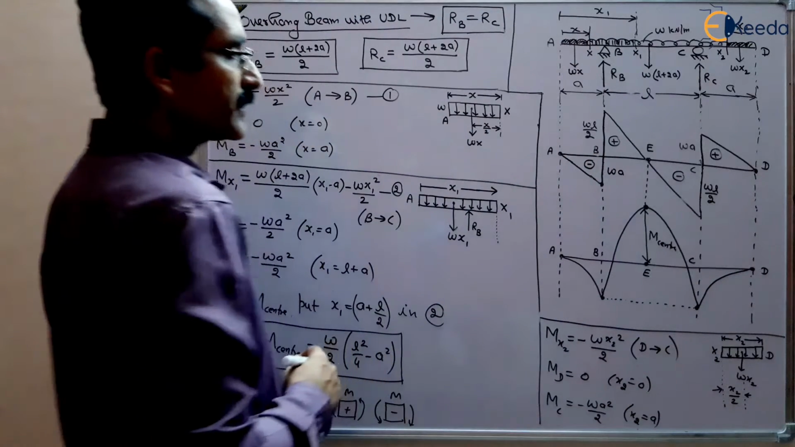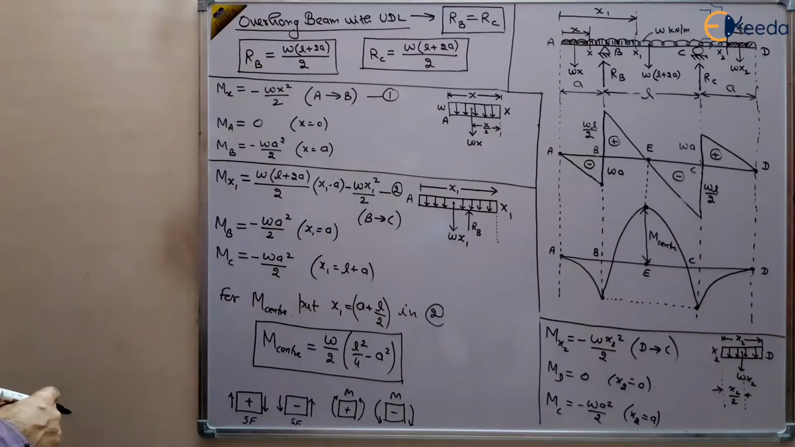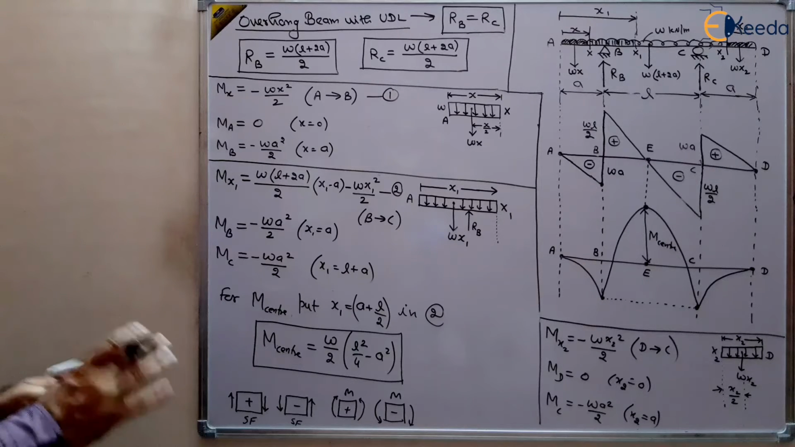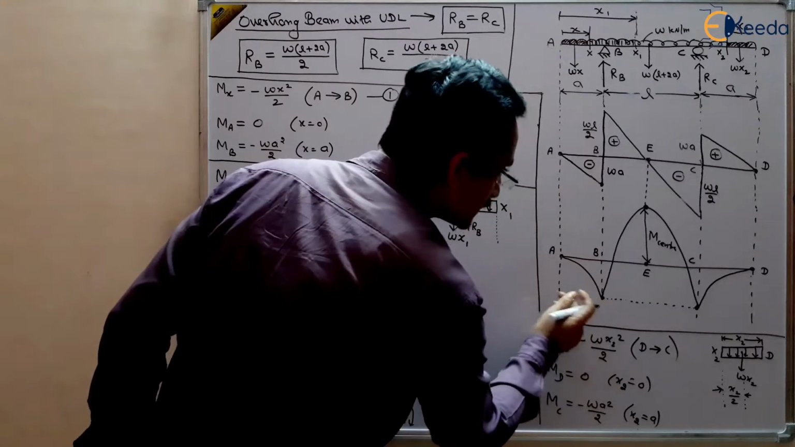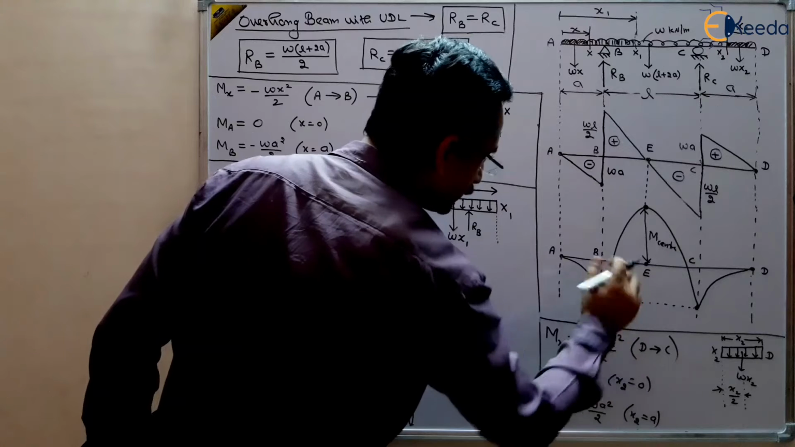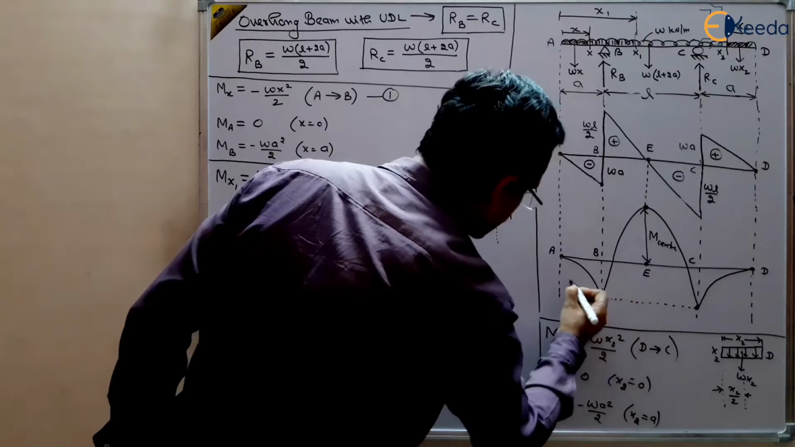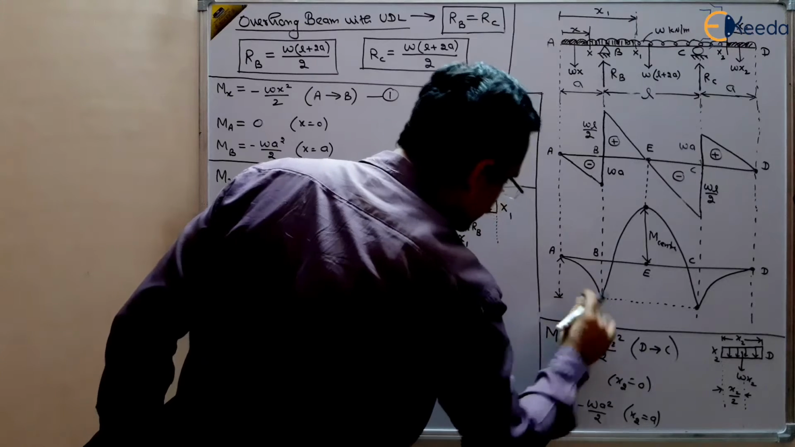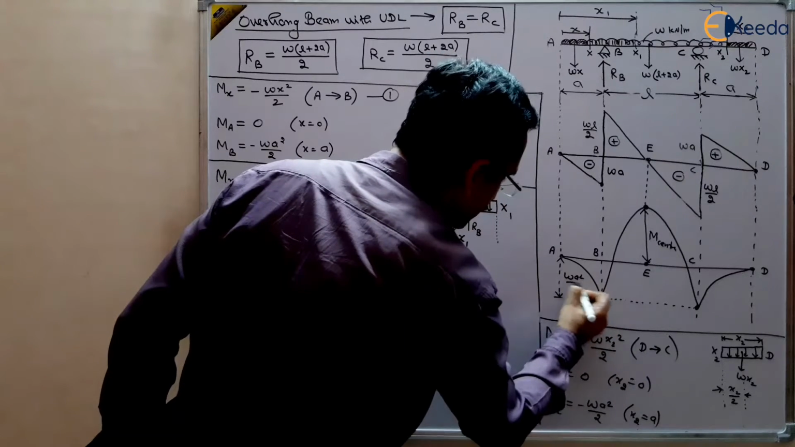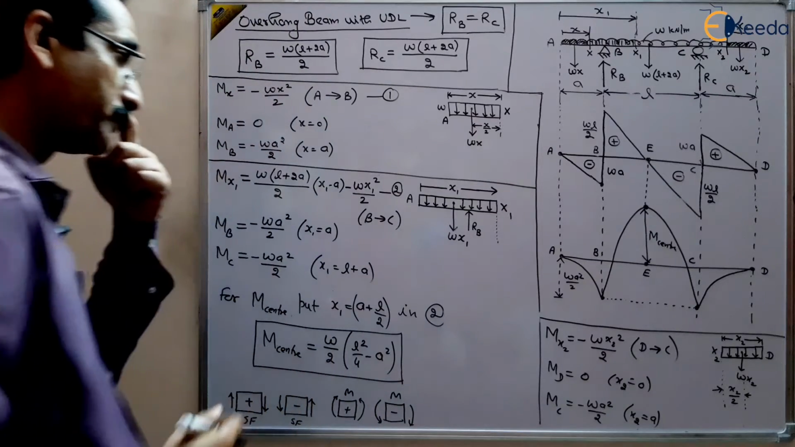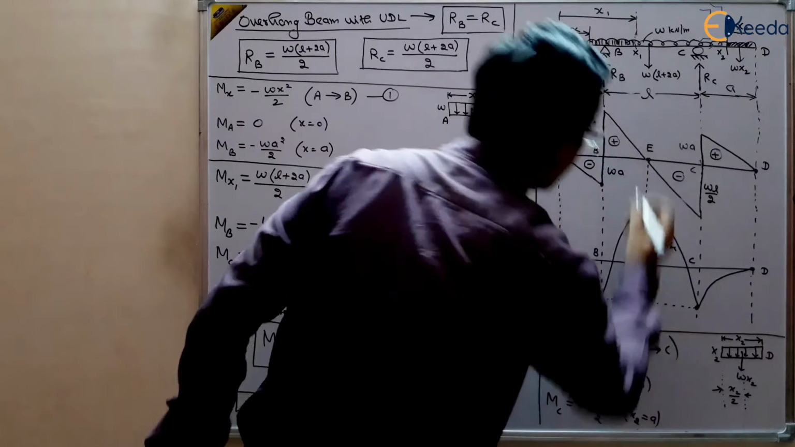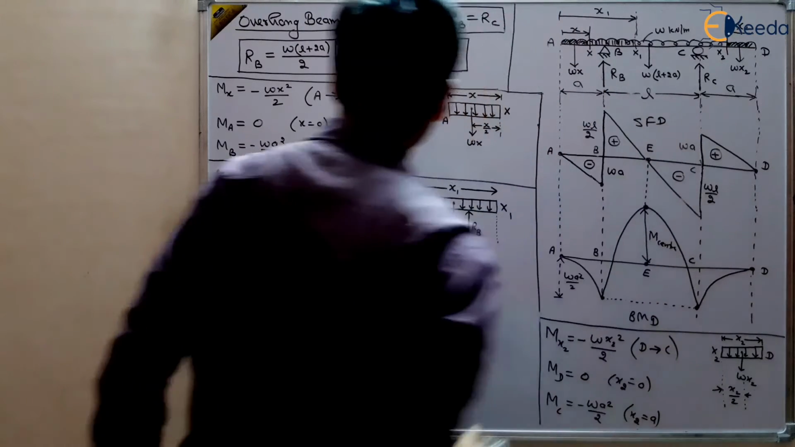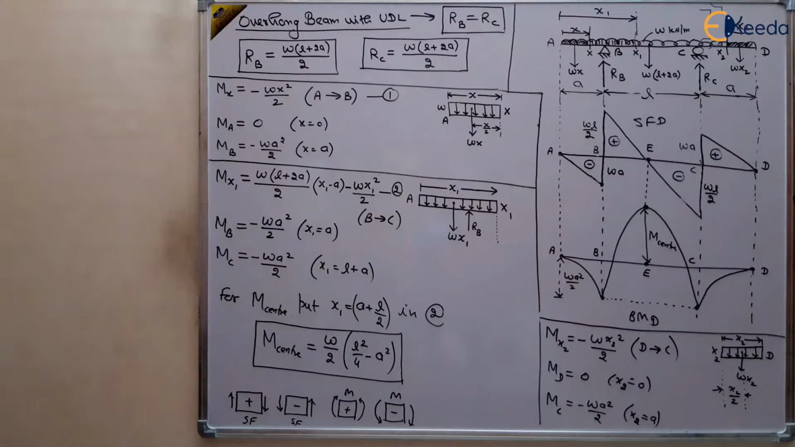You will get this. So this is how the bending moment diagram of this overhang beam with UDL is drawn, right? So this distance is WA square by 2, right? Here I am writing this distance, this is WA square by 2. So this is the bending moment diagram, and this was the shear force diagram. So this is how the shear force diagram and bending moment diagram are drawn for an overhang beam with UDL.